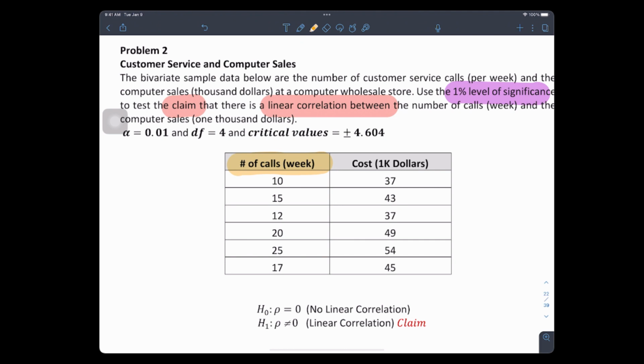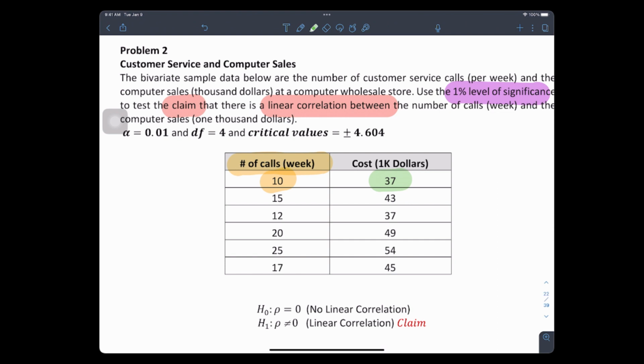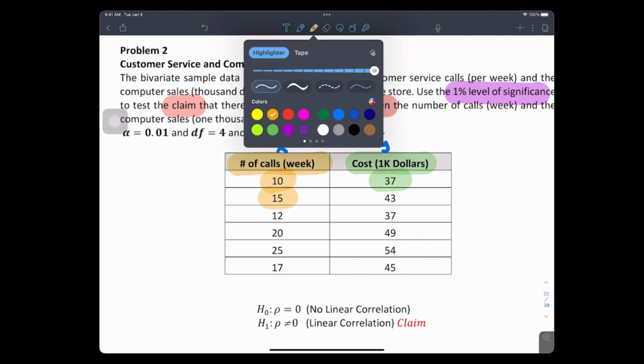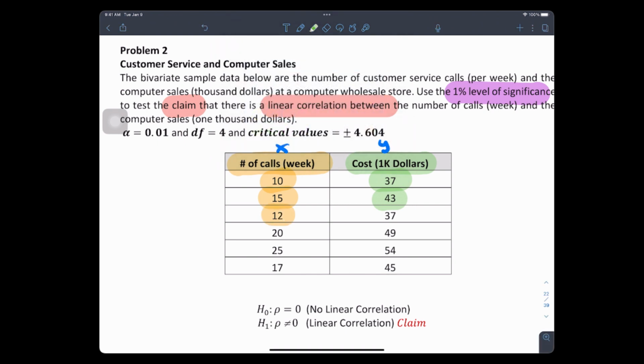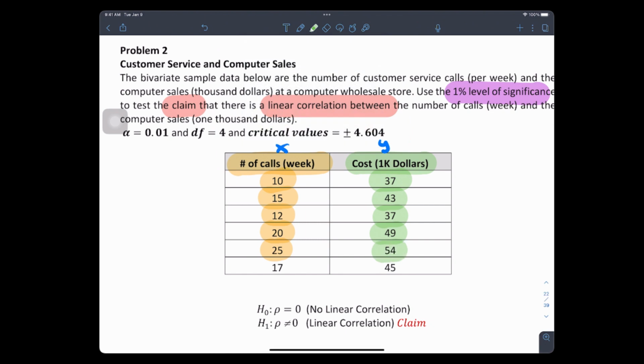So, number of calls per week. When there's 10 calls, what's the story? They made $37,000. Okay? This is the X value. This is the Y value. When there's 15 calls, how much was made? $43,000. 12 calls, how much? $37,000. 20 calls, how much? $49,000. 25 calls, how much did they have in computer sales? $54,000. When there's 17 calls, how much? $45,000.